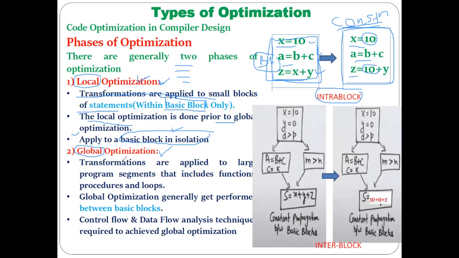Here I have mentioned transformations are applied to a large program segment that includes functions, procedures, loops, etc. So global optimization generally gets performed between the basic blocks. Here you can easily understand the difference between local and global optimization. Local optimization is called intra block, whereas global optimization is also called inter block. Inter block means the optimization which gets performed between the basic blocks, not just for a single basic block.